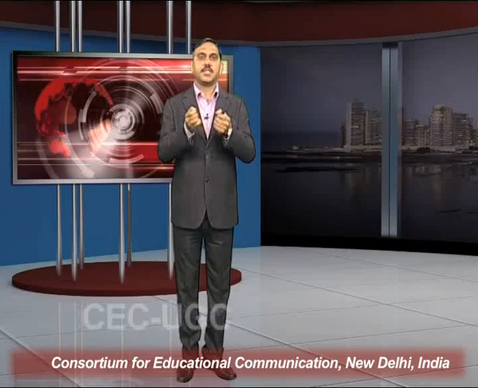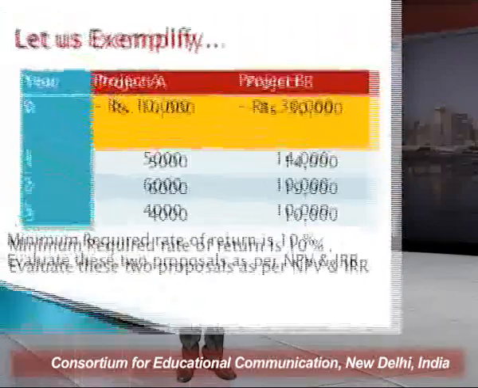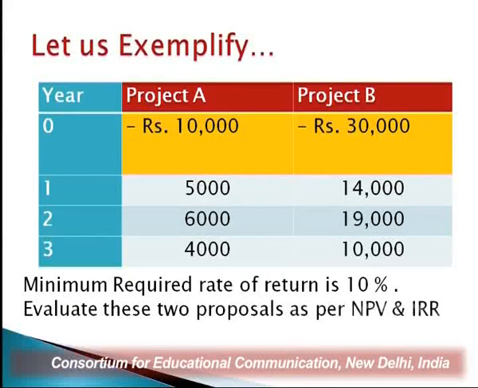Let's understand this particular disparity with a small example. Suppose there are two projects A and B. The cost of project A is 10,000 rupees, cost of project B is 30,000 rupees. Now here is a scale disparity. If you look at the cost involved in project B, it is 3 times project A. In case of project A, it is 10,000 rupees. In case of project B, it becomes rupees 13,000.